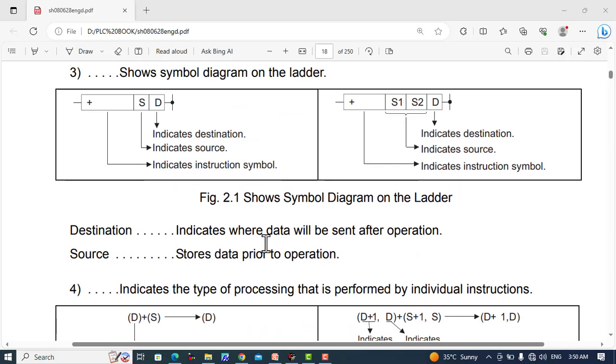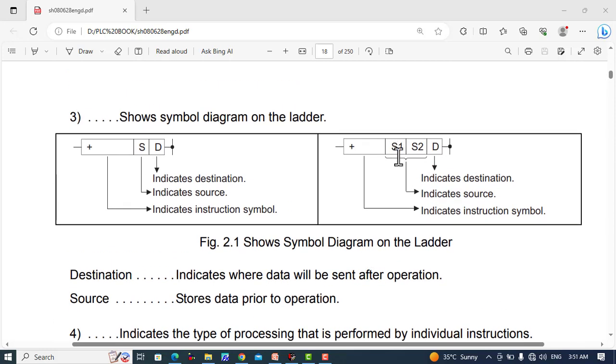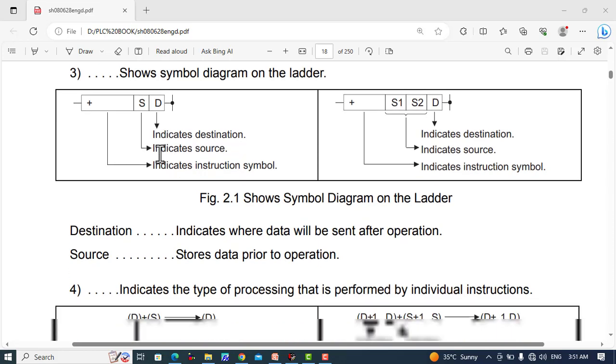Destination indicates where data will be sent after the operation. These are the two sources, where maybe K1 plus K2 or D0 D1, they will perform an operation on the basis of this instruction: add, subtract, multiply, maybe any one of the operations, and the result will be stored in the D. Here again a similar thing will be performed. An instruction will be written here and it will perform an operation on the source, and the data will be stored at the destination D.